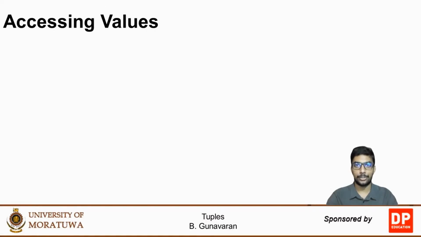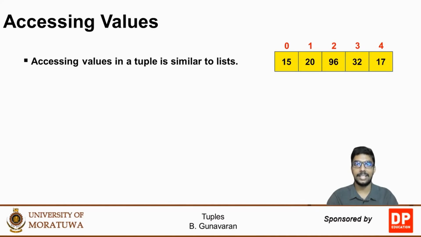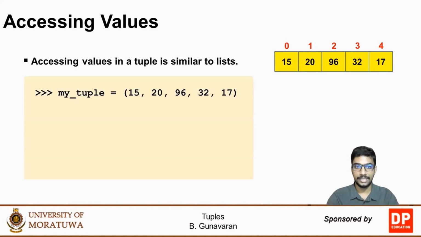Now that we know how to create tuples, let us look at how to access values in a tuple. Accessing values in a tuple is similar to lists. Consider this tuple that contains 5 elements: 15, 20, 96, 32, and 17. The first step is to create the tuple. We code my_tuple is equal to, within parentheses, 15, 20, 96, 32, 17.